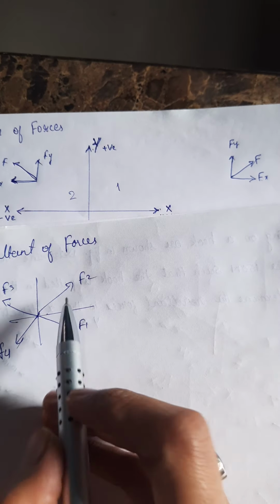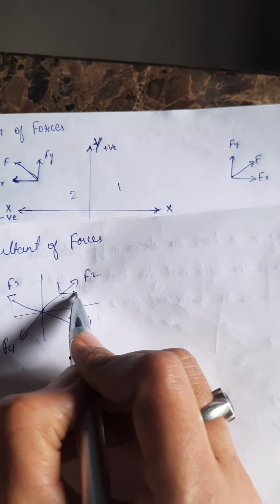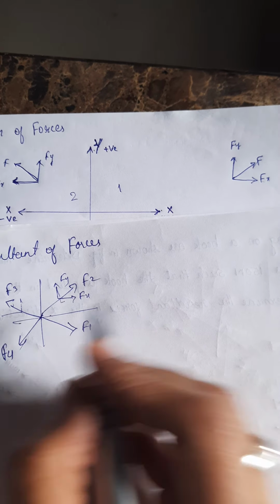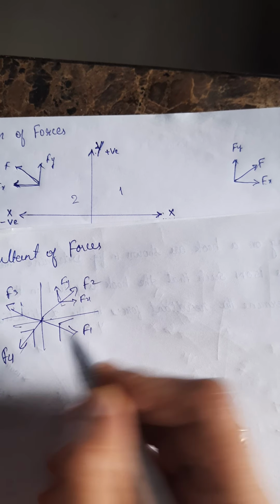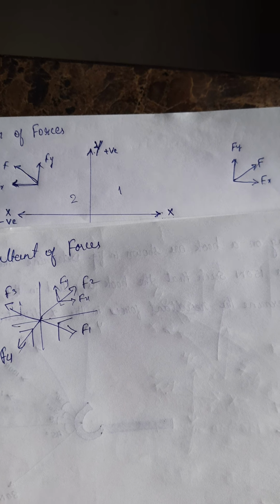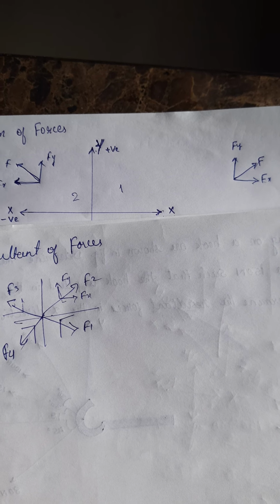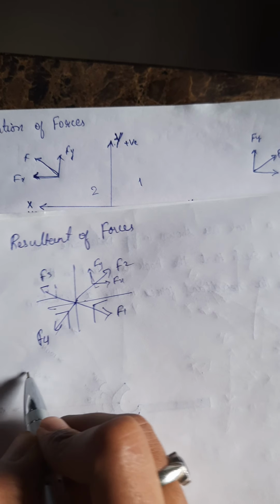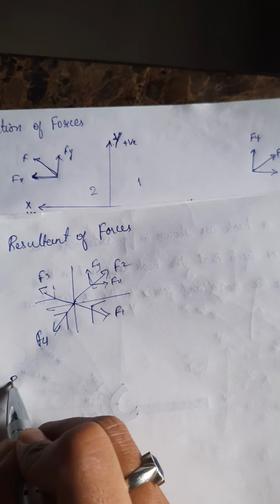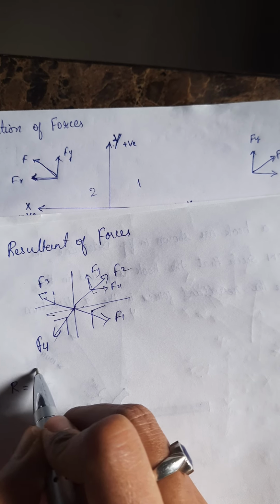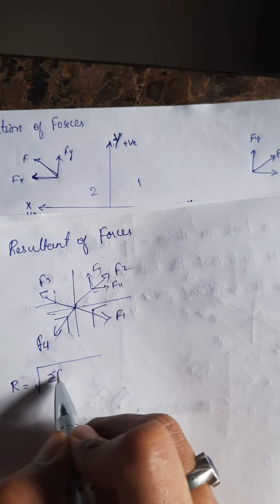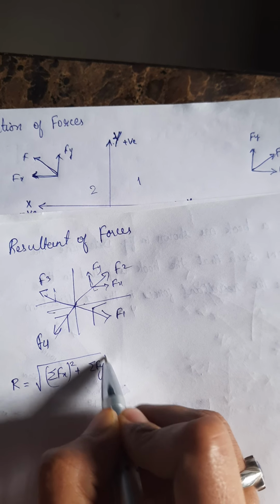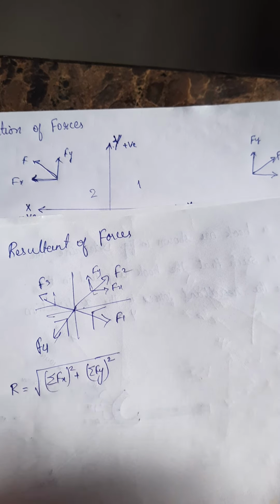As we know, these forces are inclined forces. You have to resolve all the forces into f of x and f of y components. First you will resolve and get the values in terms of f of x and f of y. Next, when you have to calculate the resultant, you take the resultant formula. The resultant formula is the square root of summation of f of x whole square plus summation of f of y whole square. This is our resultant.